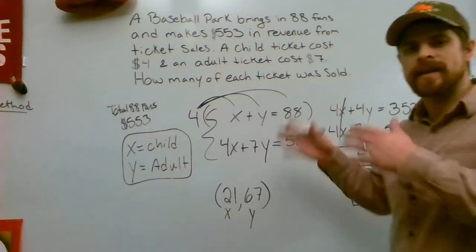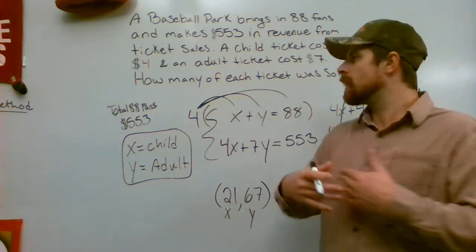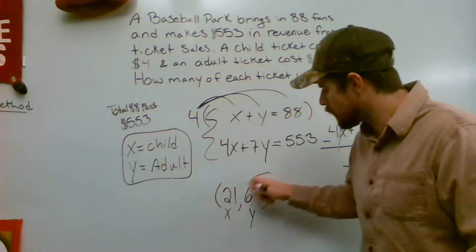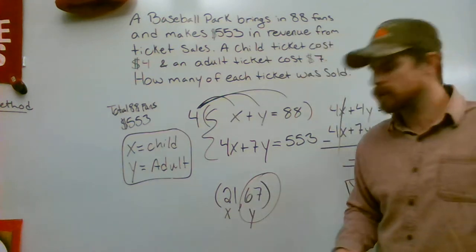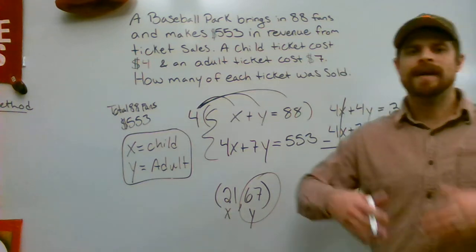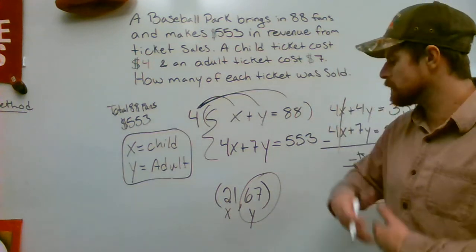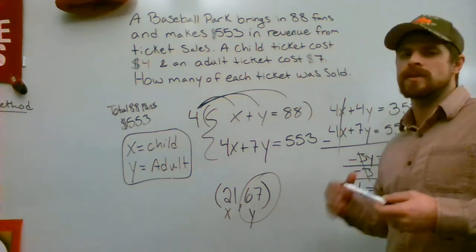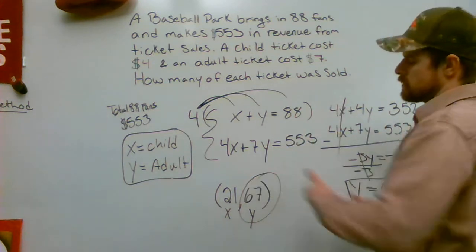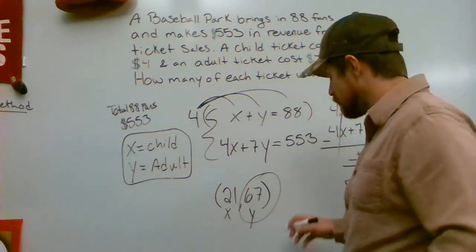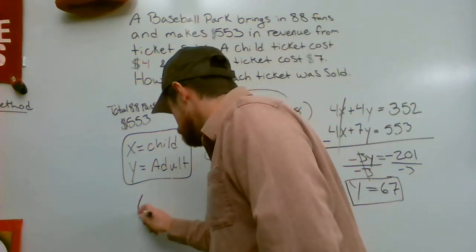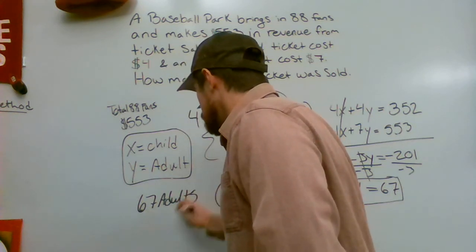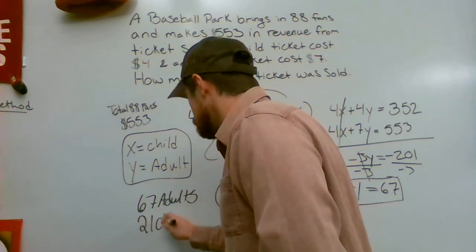So you can now answer as the marketer for this ballpark. You can say we have far more adults going to our ballpark than we do children. This might help you in your marketing scheme, what you're going to be going out and doing as far as marketing to the community. Okay, things that you need to be thinking about, you now have answers to. All right, 67 adults. And 21 children.